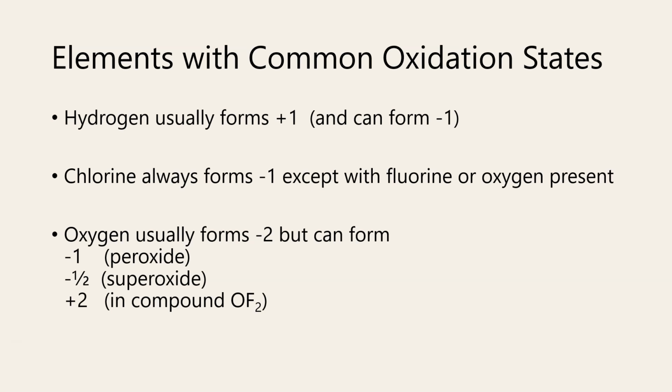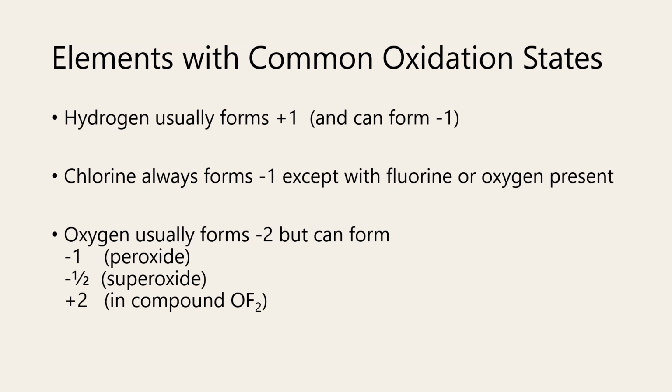Speaking of oxygen, oxygen usually forms a -2 oxidation state. You'll see that with the O2- ion, for example, but also in most of its covalent compounds or covalent ions, it forms the -2 ion. But it can form other oxidation states. It can form a -1 oxidation state, and you'll see that in peroxide compounds. There's a very unusual ion called the superoxide, which has a -1/2 oxidation state. And oxygen can also form a +2 oxidation state, and that's when it's in a compound with fluorine, OF2.